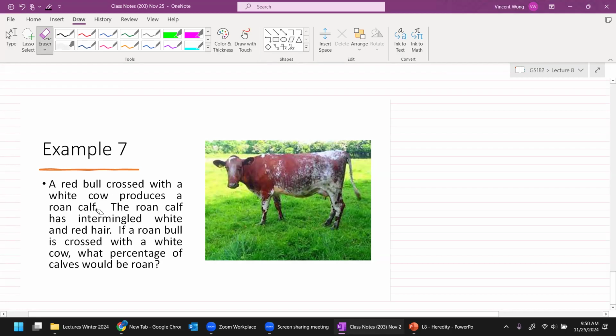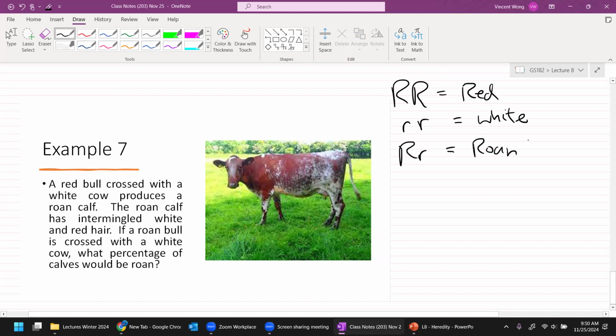Okay. So when you start with a big R, we'll say this is red, small r is white, and big R big R is red, small r is white, big R small r is called roan. And that's what the roan thing looks like. So do you think this is incomplete dominance or is it codominant? Codominant, because you see both things, right? You see the red part and you see the white part.